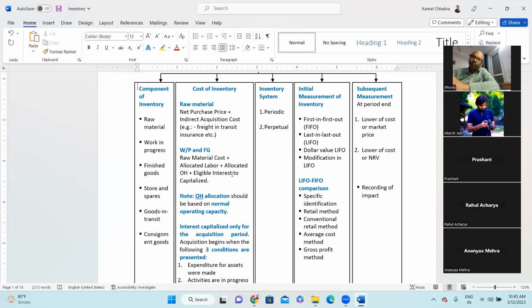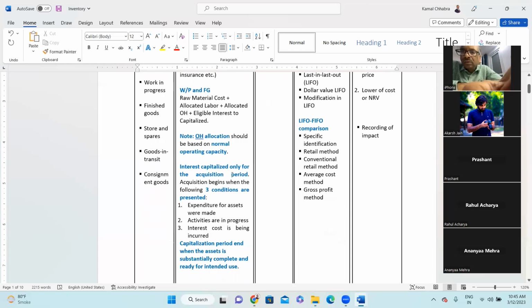So apartment is your inventory now. For a real estate person, apartments are inventory for them. Make sense? Yes, sir. Ananya, Prashant. Okay.